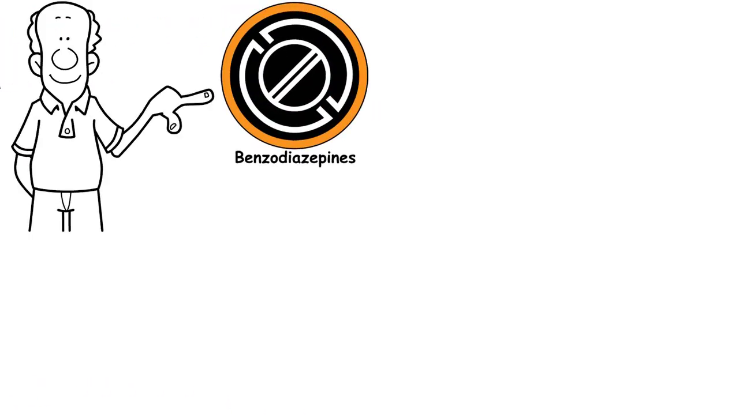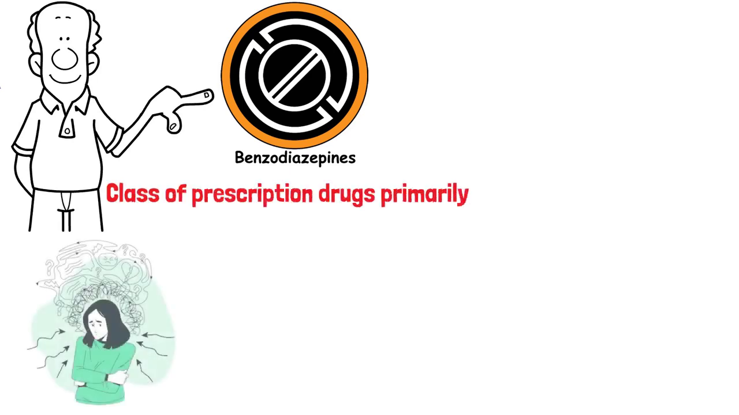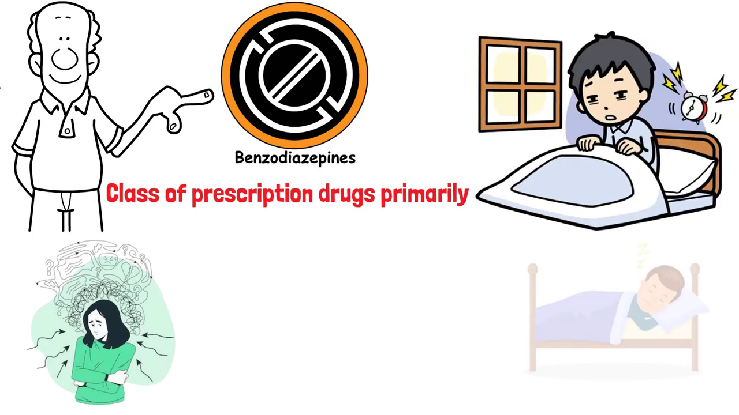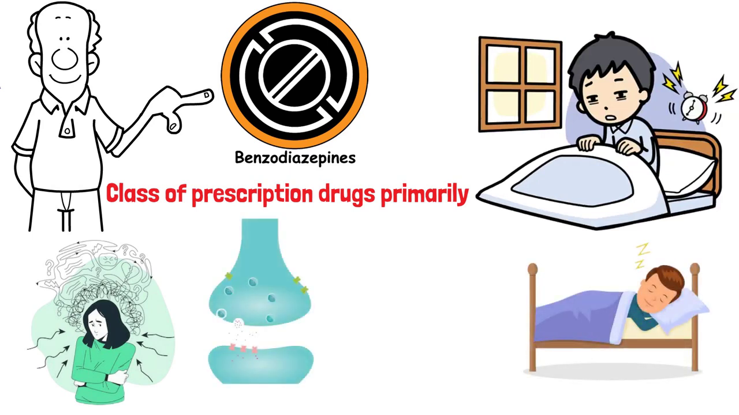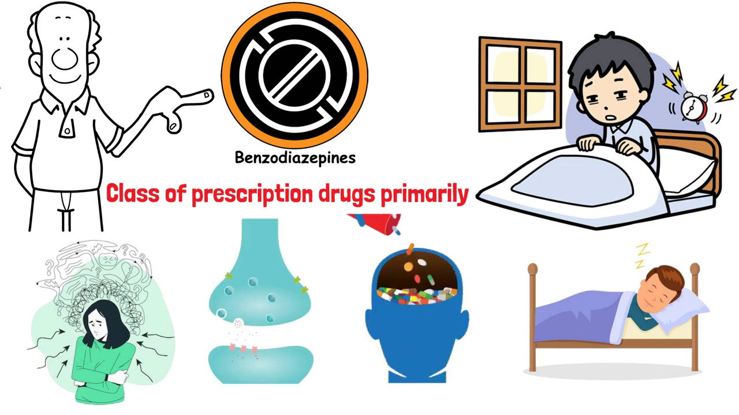Benzodiazepines. Benzodiazepines are a class of prescription drugs primarily used to treat anxiety and sleep disorders. They produce sedative effects by enhancing the action of neurotransmitters in the brain and can be highly addictive if misused.